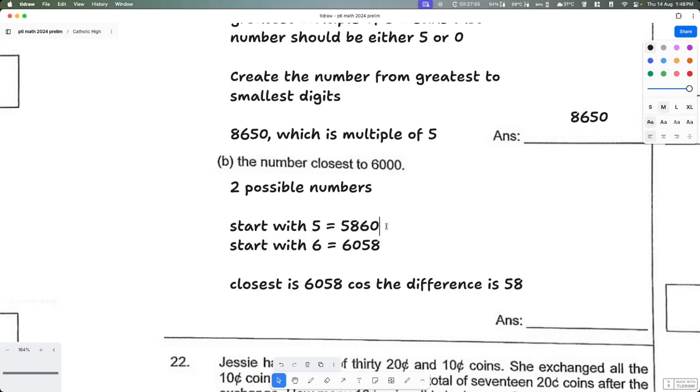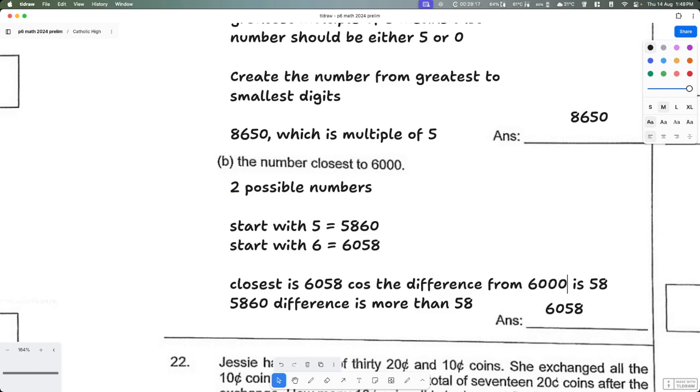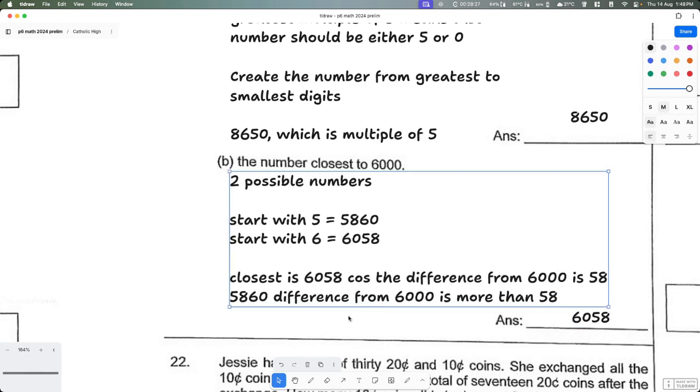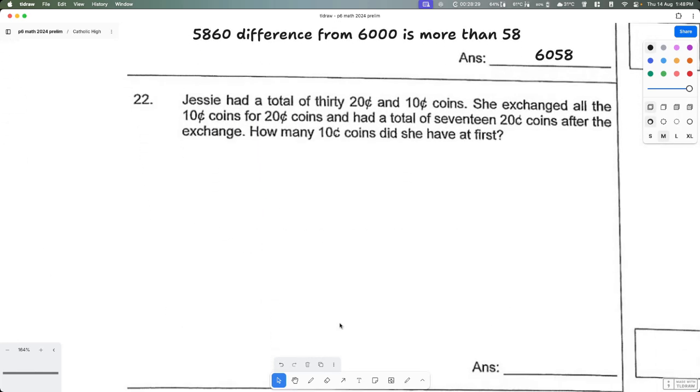For 5860, the difference from 6,000 is definitely more than 58. So the answer to this is 6058. There you go. All right, let's move on to question 22.